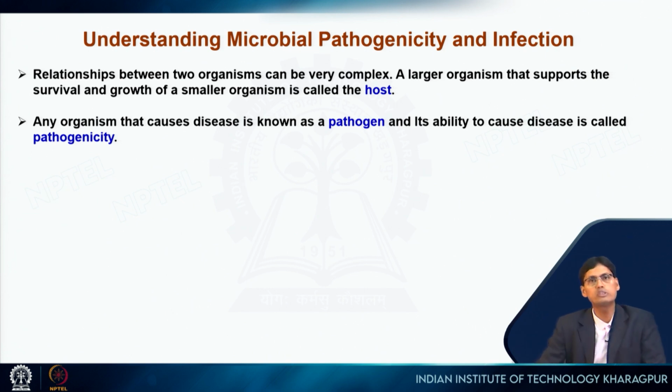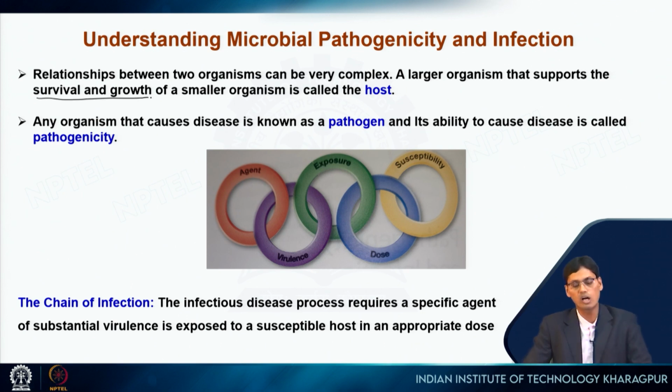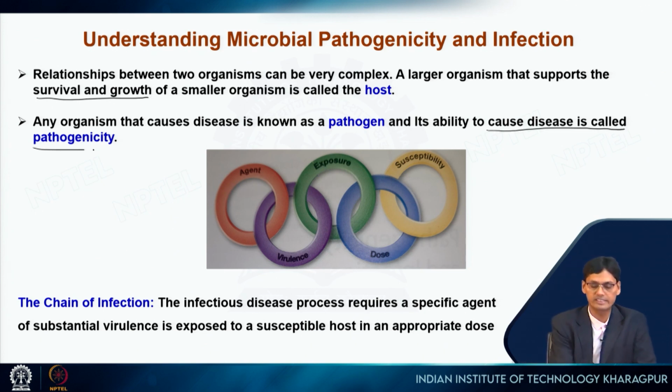The relationship between two organisms can be very complex. A larger organism that supports the survival and growth of a smaller organism is called the host. And any organism that causes disease is known as a pathogen. Here I will be mostly focusing on two different types of pathogen. One is bacteria and the other one is viruses. And their ability to cause disease is called pathogenicity.